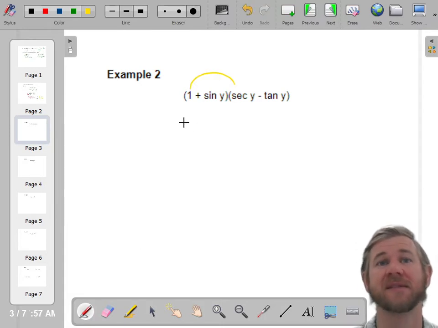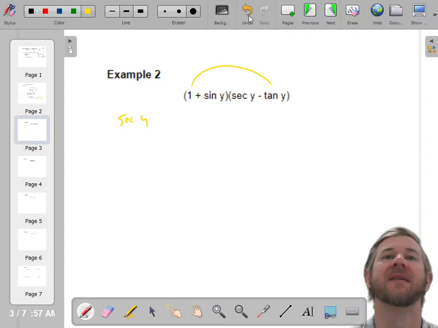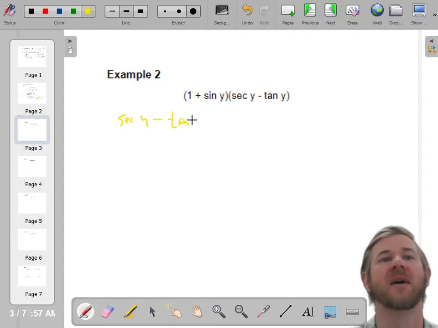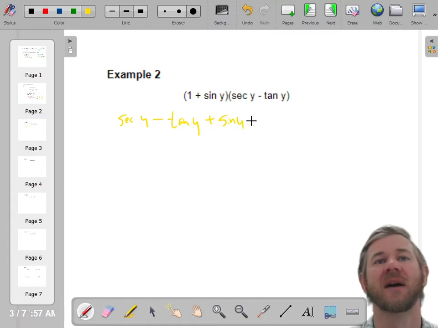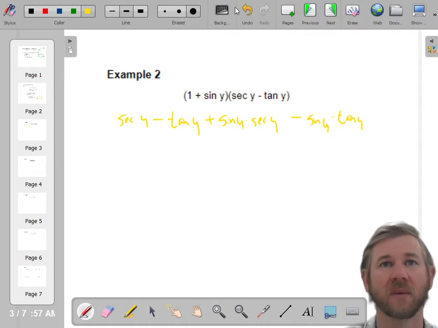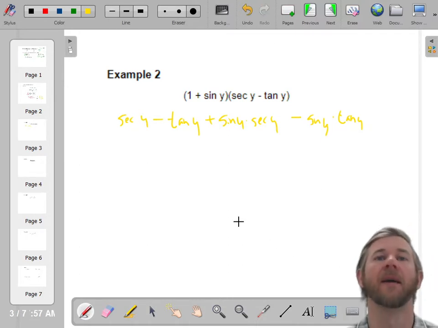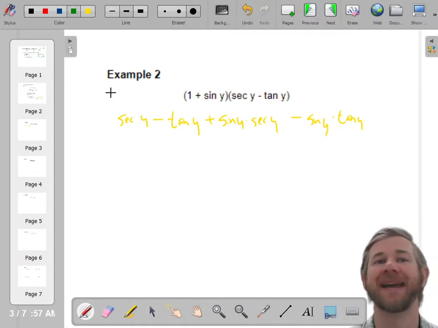So let's do 1 times secant is secant, and 1 times negative tangent y is negative tangent y. And sine times secant, we'll just put plus sine of y times secant of y. Minus sine times tangent, sine of y times tangent of y. Okay, now that I've got everything expanded, I FOILed it, let's make everything in terms of sine and cosine and see what happens.